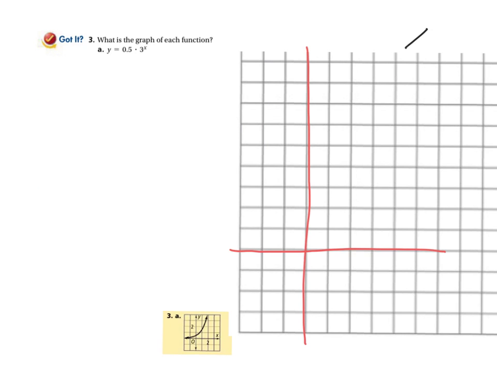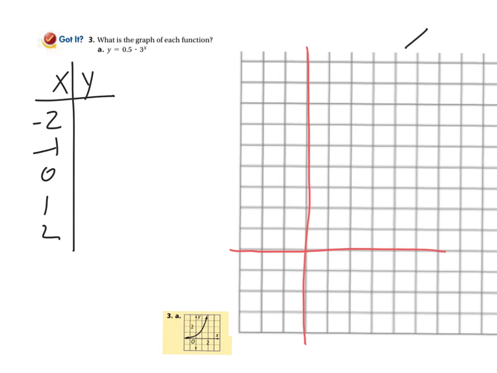Okay, on this one, we're just going to go ahead and plug some numbers in. What this looks like then, we're going to have an X and a Y chart. So if you're not doing that, do that. And I'm going to pick some numbers to put in there, ones I know are easy to work with. So -2, -1, 0, 1, and 2.